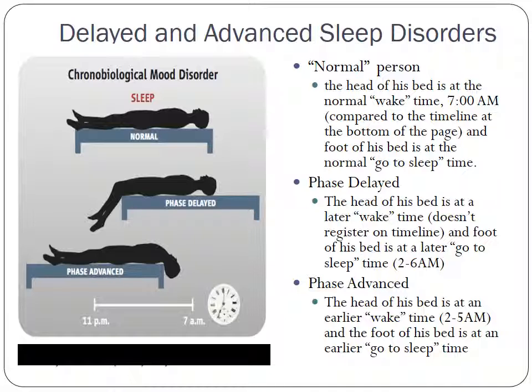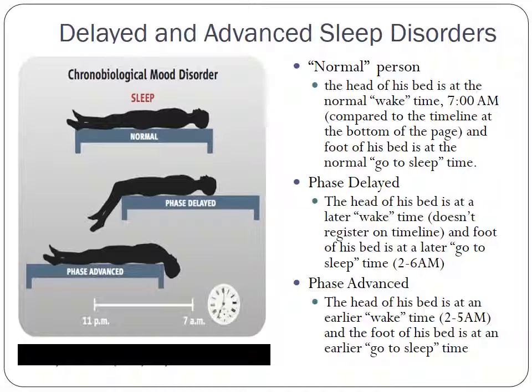If they are phase delayed, then the head of the bed is going to be at a later wake time. Notice on the patient who has phase delay, his head is later than 7 a.m., so his normal waking time may be like 9 a.m. So it doesn't register on our timeline. And then the foot of his bed, or his go-to-sleep time, is much later as well. It's like 2 to 6 a.m. when he is going to bed. So that is a phase delay. They go to bed later, they wake up later.